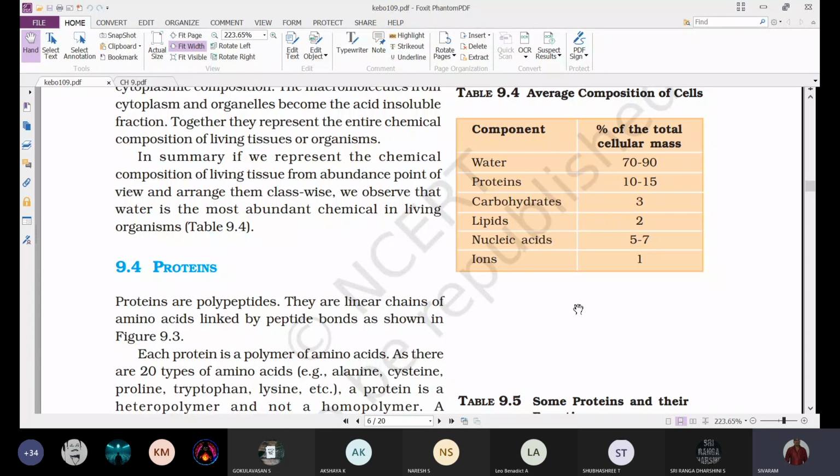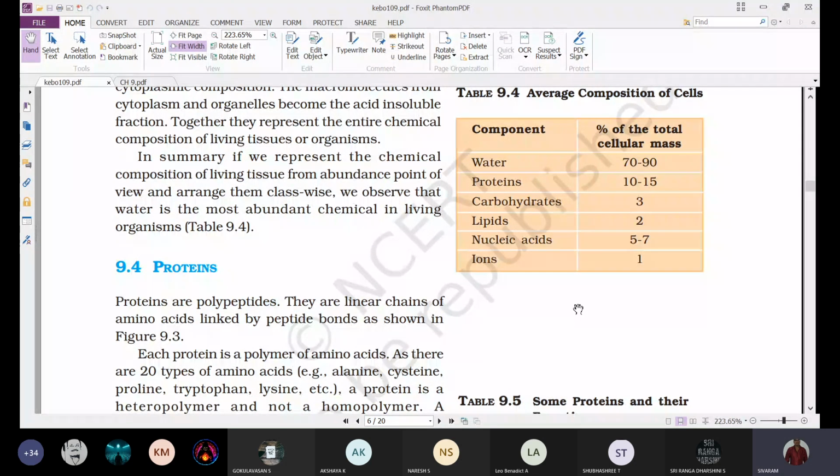It ranges from 70 to 90 percent, depending upon the cell, with slight variation. Coming to the proteins, the percentage of proteins ranges from 10 to 15. Next to water, what is abundant is proteins. After proteins, we find nucleic acids, DNA and RNA, which account for about 5 to 7%.